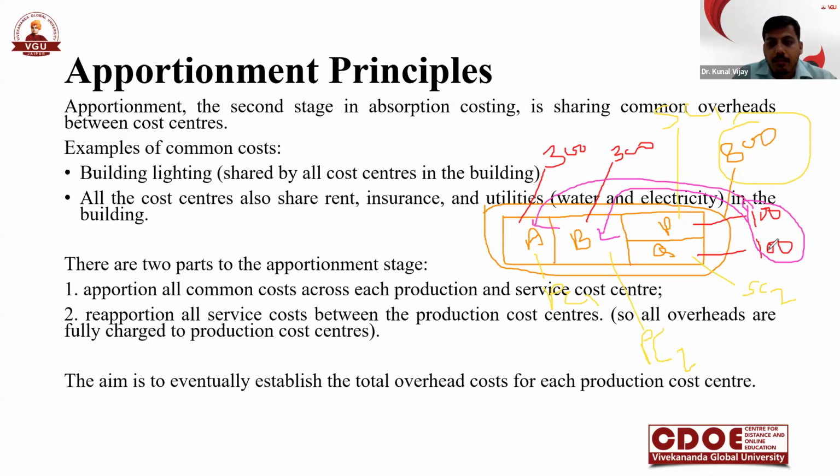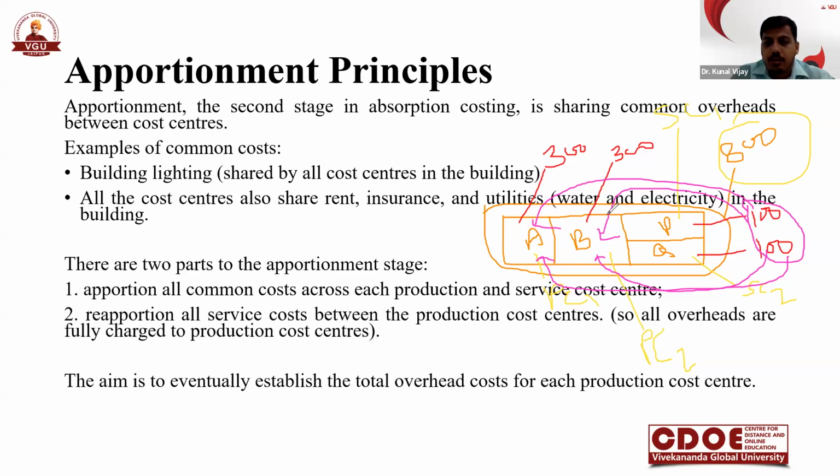Okay, same, this 100 of Q will also be divided between A and B. And then after, you will have your total cost. Okay, so this is important. So I'm repeating it again.